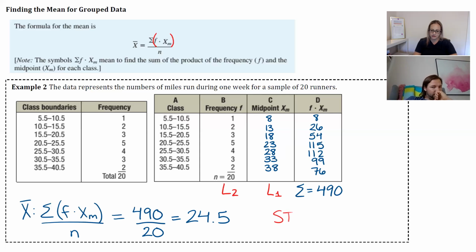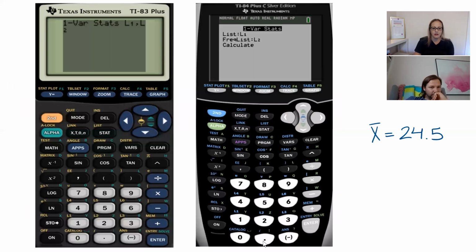Once you have those values in there, you're going to go back to where we were before. So you click stat, go over to calc, and then one bar stats. And then here you're going to tell it to use both lists. On the 83 model, when you click one bar stats, you type in second one. That'll put the L1 there, and then you have to put a comma. The comma is above the 7. So you hit the comma, and then type L2, so you do second 2. And then click enter, and you should get 24.5.